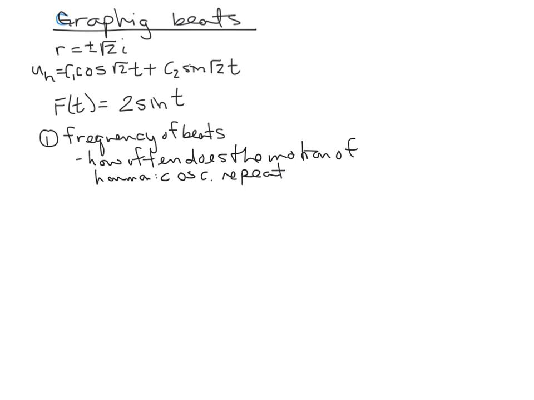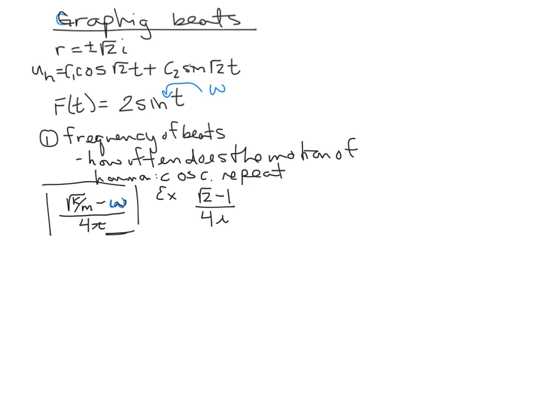Okay, so the answer to this question is that it repeats every square root of k over m minus omega, where omega is the number that's out in front of the t of the forcing function, all over 4 pi. All right, so in this example, maybe I'll box that because that's one thing that we need, the frequency of the beats. So for this example, the frequency of the beats is square root of 2 minus 1 all over 4 pi.